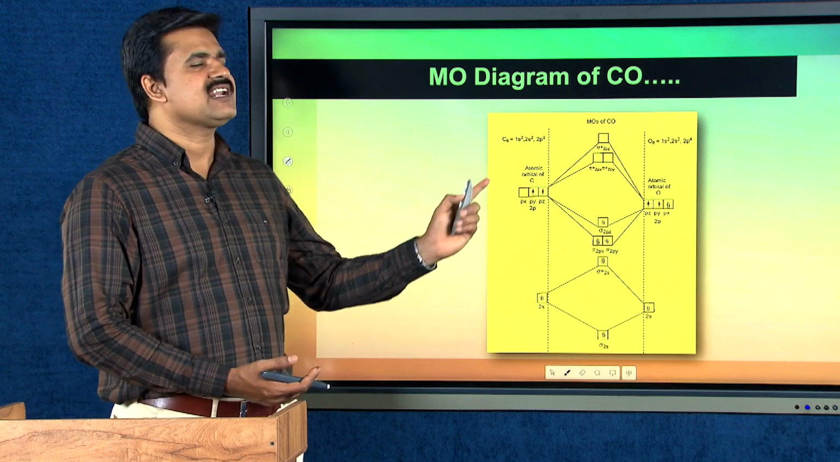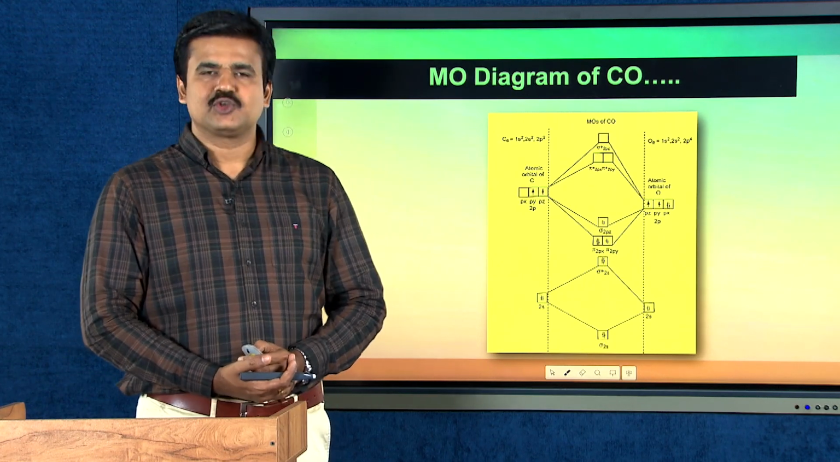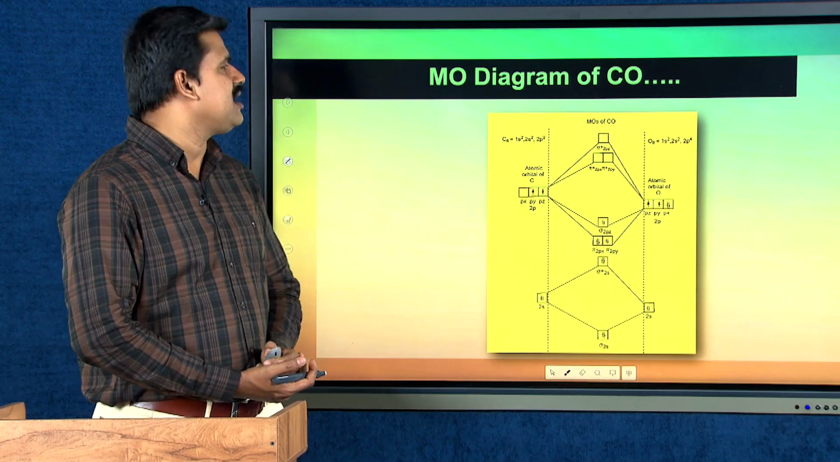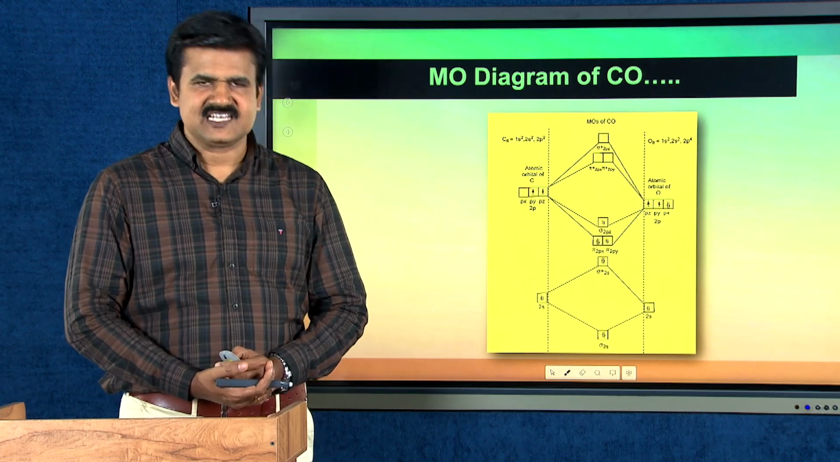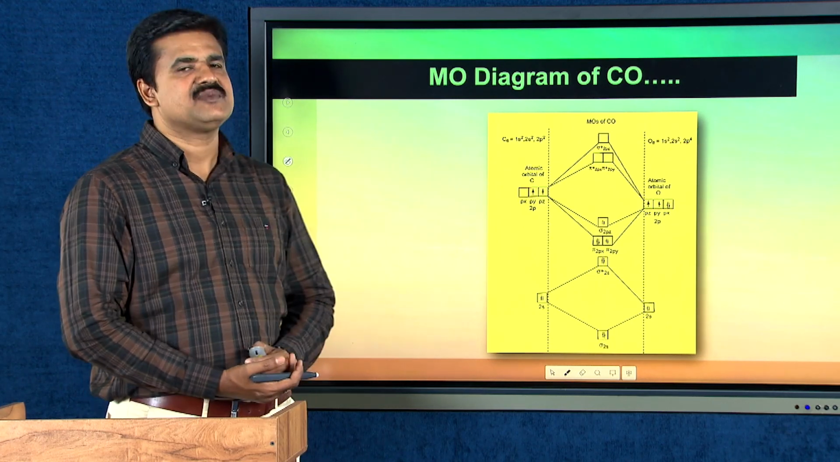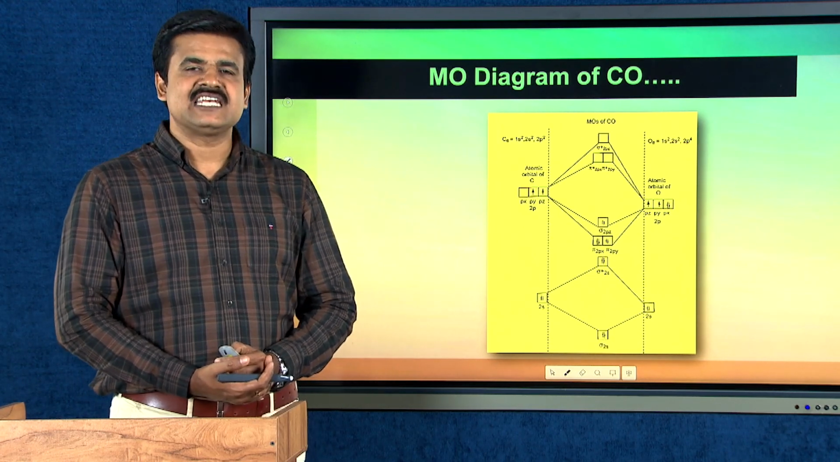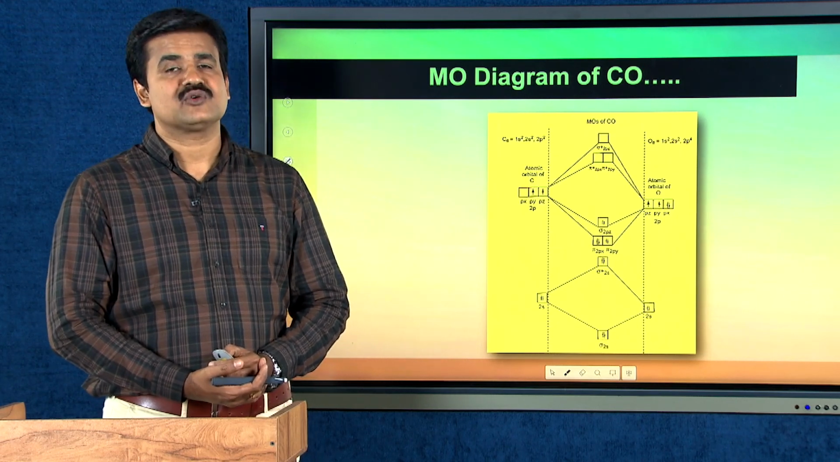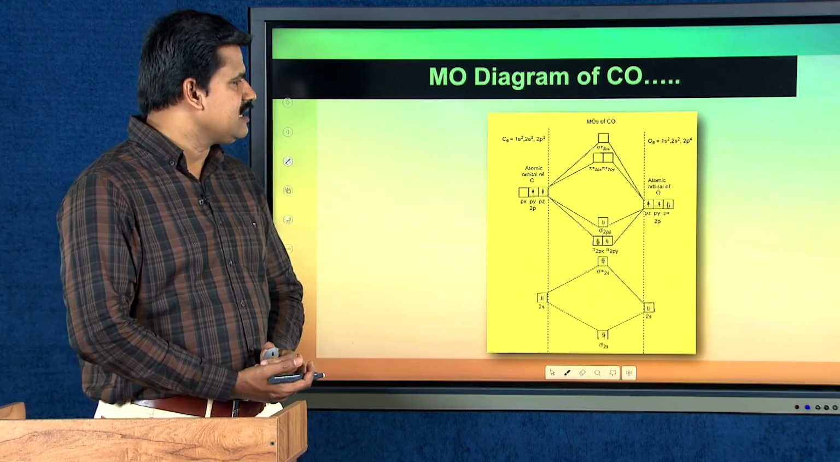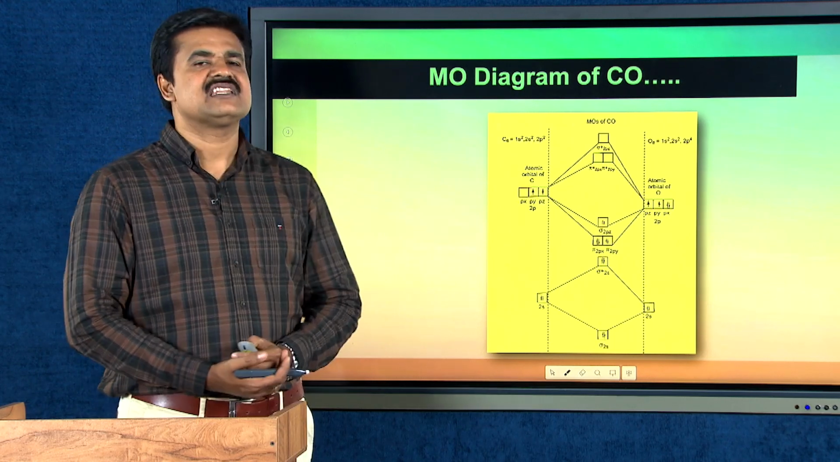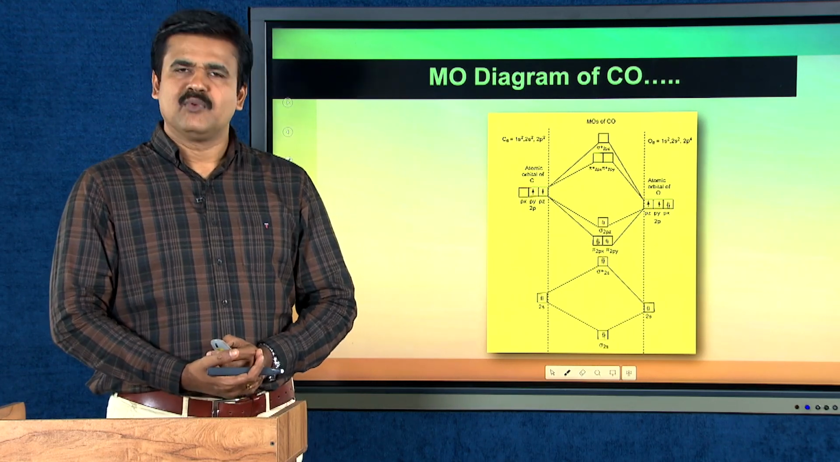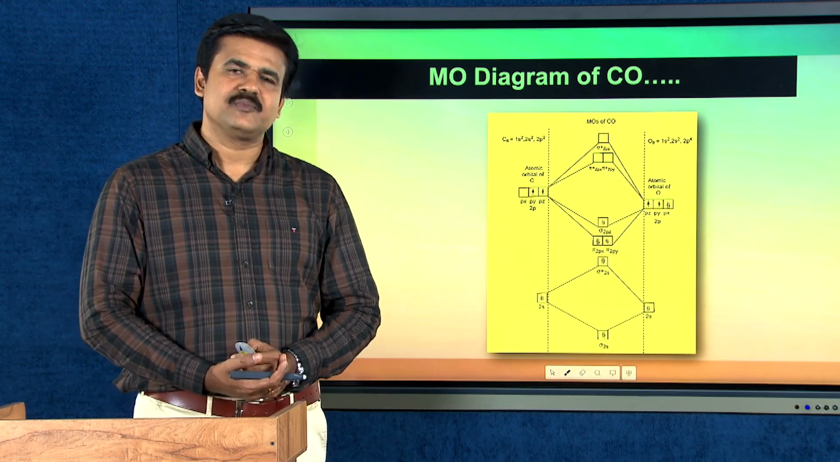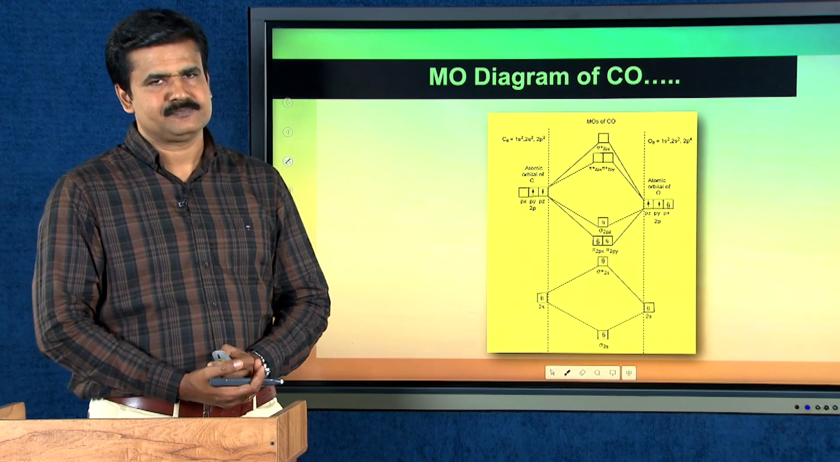Left hand side and right hand side represent the atomic orbitals of the carbon atom and the atomic orbitals of the oxygen atom. Only the outer shell arrangement is shown here, and the center portion represents the molecular orbitals of the carbon monoxide molecule. You can see the electrons are filling in the increasing order of their energy, both in MOs as well as in the atomic orbitals of each element.